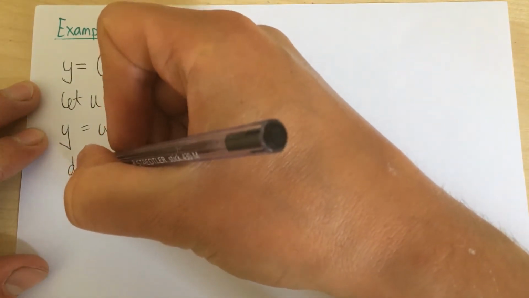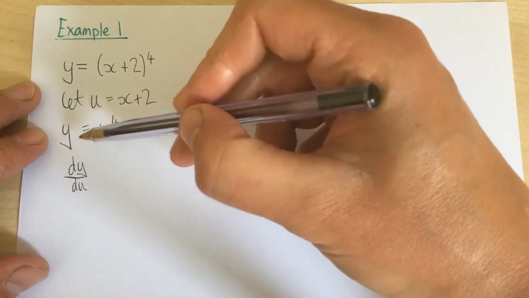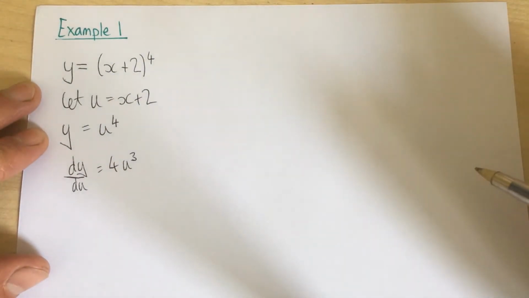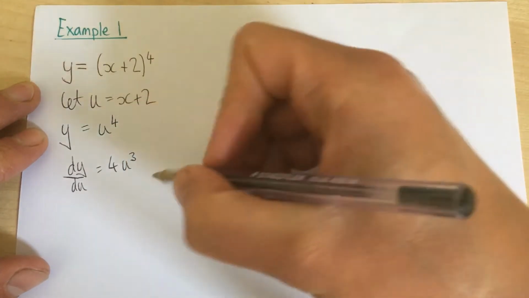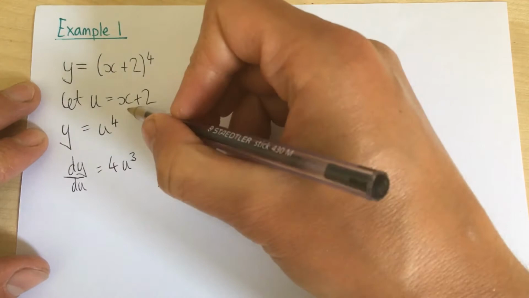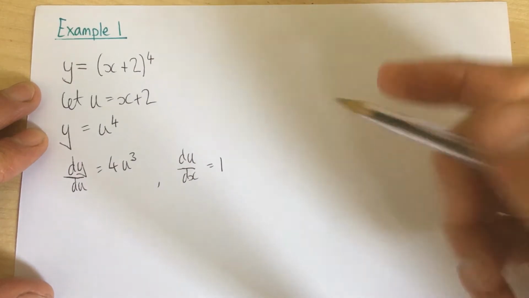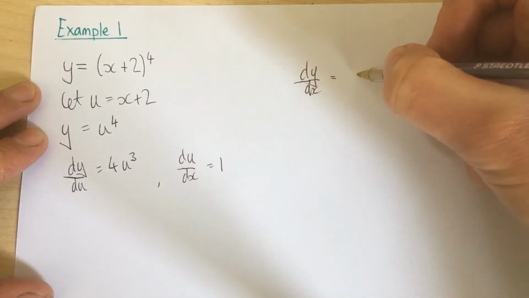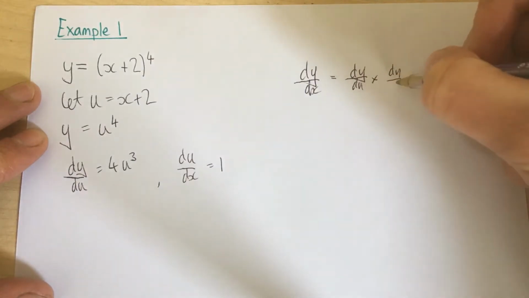Now if we do dy by du, that is differentiating this y with respect to u, we get 4u cubed. Similarly, if we differentiate this here with respect to x, that is du by dx, we get 1 from that x term there. And then the chain rule says dy by dx is equal to the product of dy by du and du by dx.